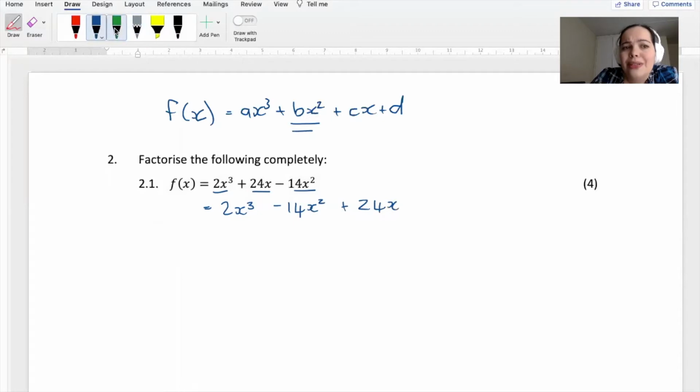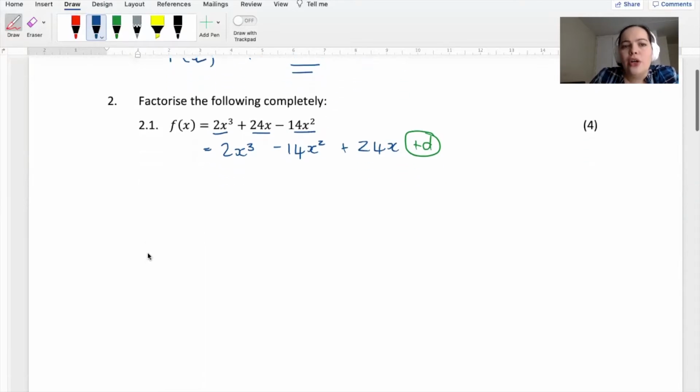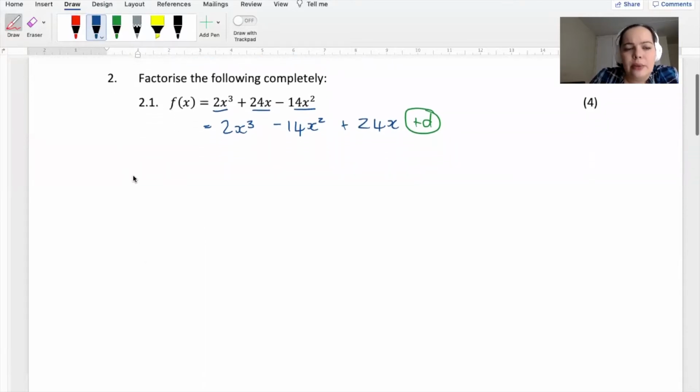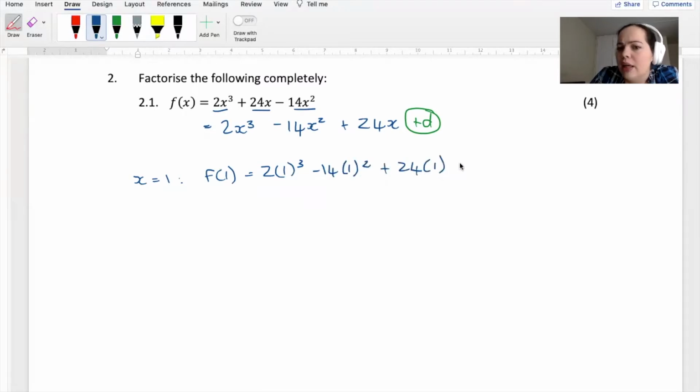And I hope that you see that now you can spot quite quickly that you're missing your constant. So we need to remember that when we do our synthetic division. Now, for the rest of it, we're just going to carry on as we always have. So let's start where x is equal to 1. So we're going to sub in x is equal to 1. So we'll get f of 1 is equal to 2 times 1 cubed minus 14 times 1 squared, plus 24 times 1, and you get that that is not equal to 0.